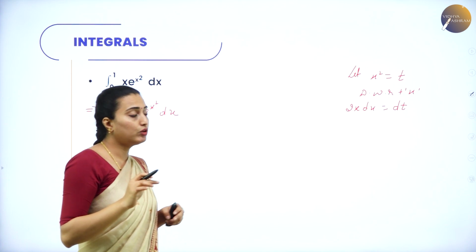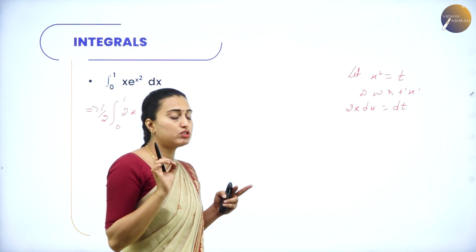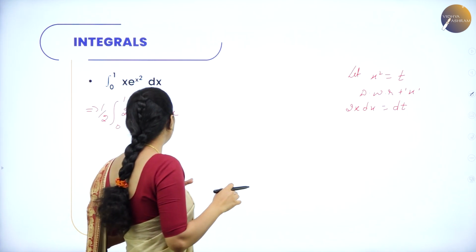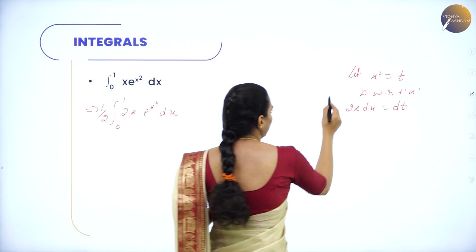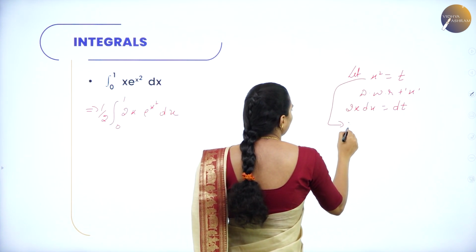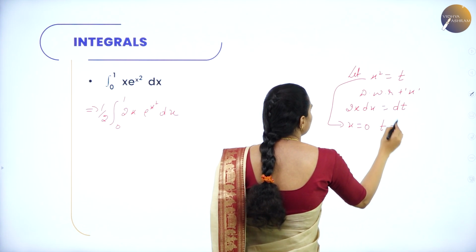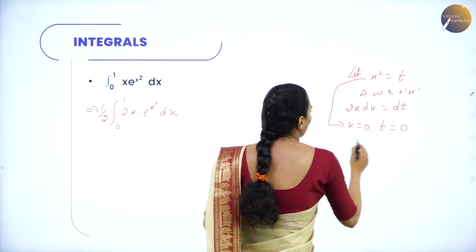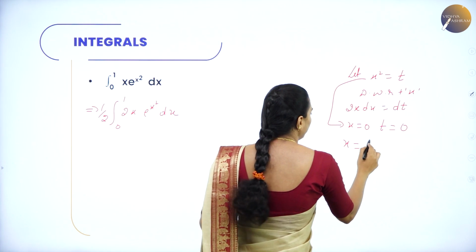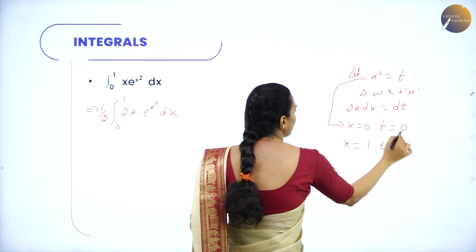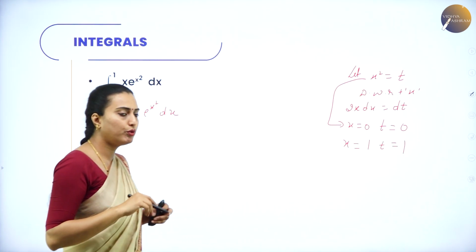Now here, if you are doing the substitution method, you have to change the limit also. So when x equals 0, here you can change the limit. When x equals 0, t will be equal to what? 0 squared will be 0 only. When x is equal to the upper limit 1, t will be equal to what? 1 squared is 1 itself. I hope you got that one.